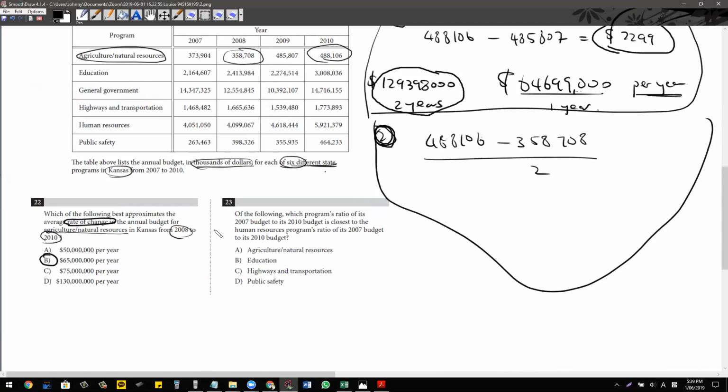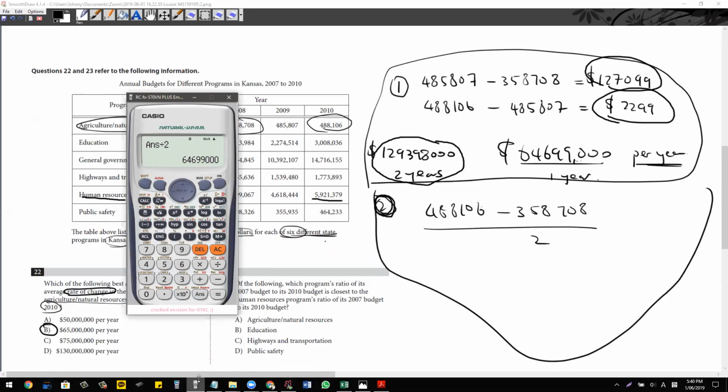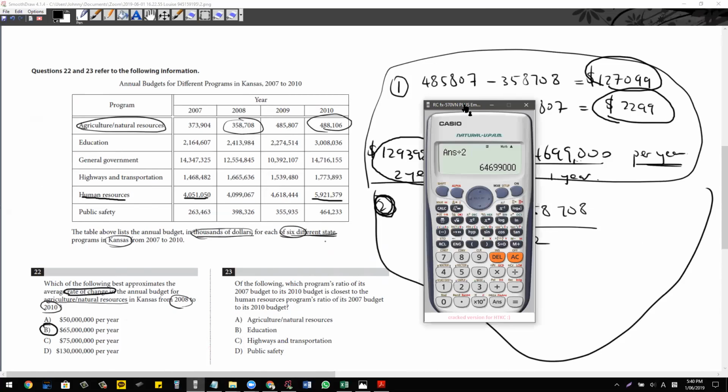23. Of the following, which program's ratio of its 2007 budget to 2010 budget is closest to the human resources program ratio of its 2007 and 2010? So the ratio of human resources 2007 to 2010 is about 6 to 4, isn't it? You don't have to do much calculation.